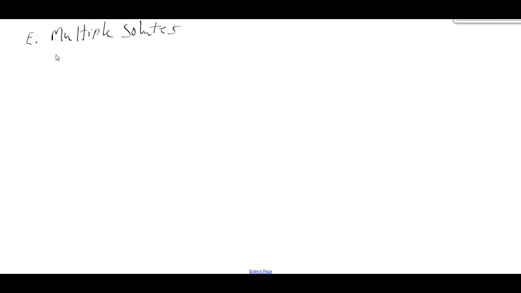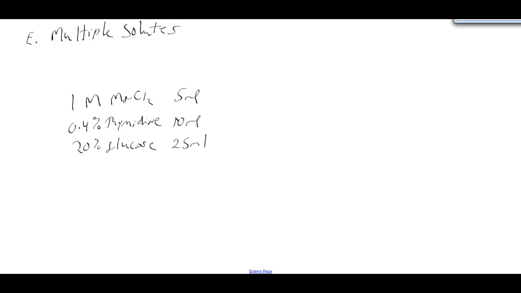I'm going to give you just three examples, and there could be a lot of examples, of the kind of recipe that you may come upon. So here's your recipe: 1 molar magnesium chloride, 0.4% thiamidine, and 20% glucose. Now, to make this solution, you would have to have three individual solutions made up that you're going to add together. So you'll have your 1 molar magnesium chloride, so you'd have to make that up. You'd have to make up 0.4% thiamidine and a solution of 20% glucose. So those would be kind of your stocks.